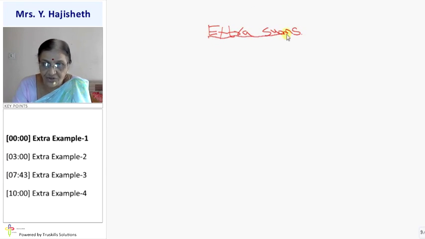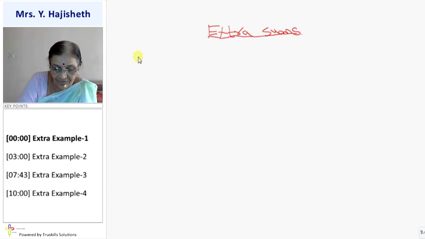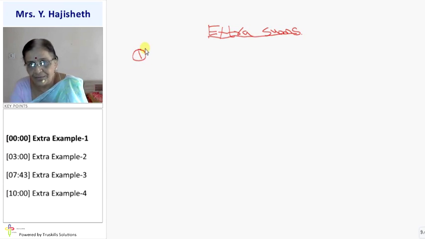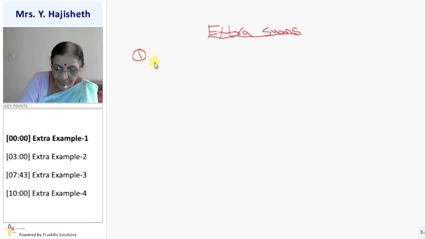Now we are doing extra sums, some are very similar to the textbook, some are a little bit different. Some are similar but the data is different. Some are not similar, their data is also different and their way of asking is also different.